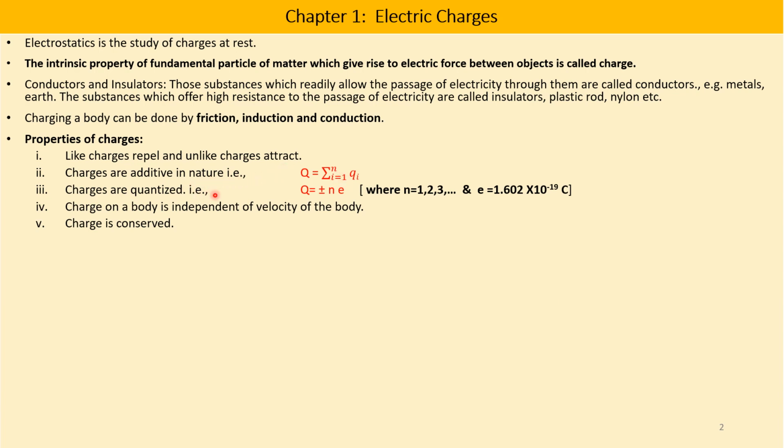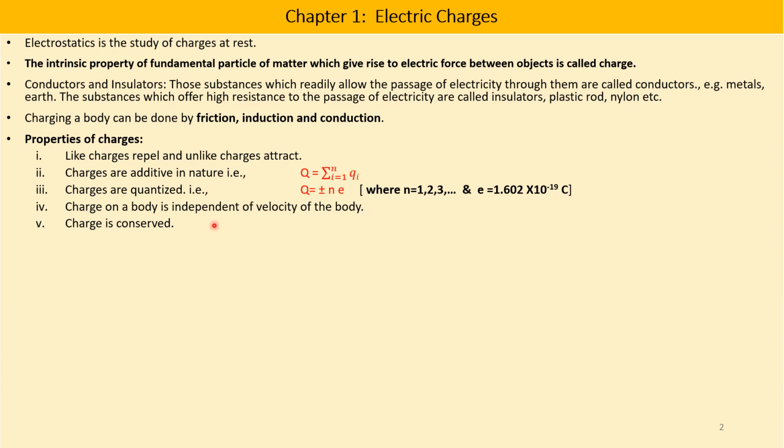Quantization. The charge exists in discrete amounts rather than continuous values. Hence, it is quantized. Therefore, it is given mathematically as Q is equal to plus or minus n into e, where n is an integer, 1, 2, 3, etc., and e is the charge of an electron, e is equal to 1.602 into 10 to the power of minus 19 coulombs. Please note, charge is in coulombs.